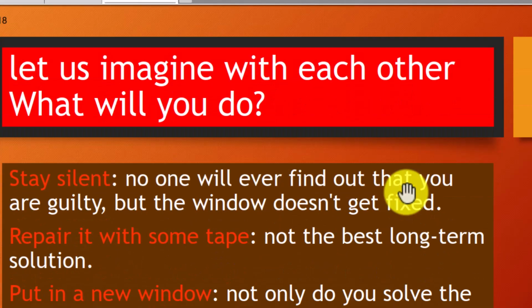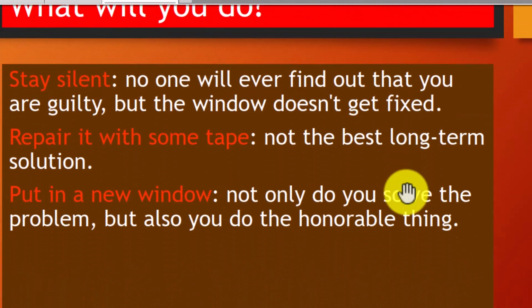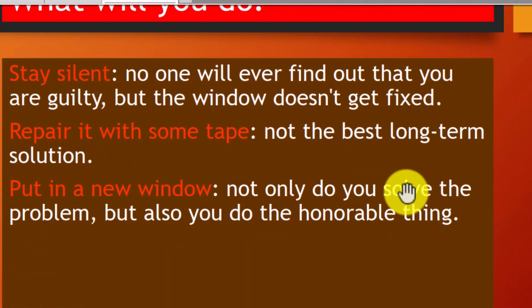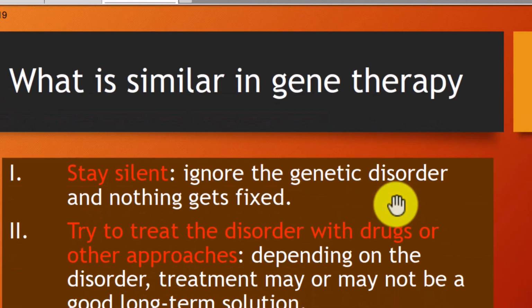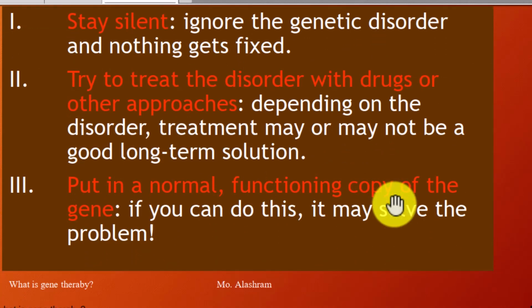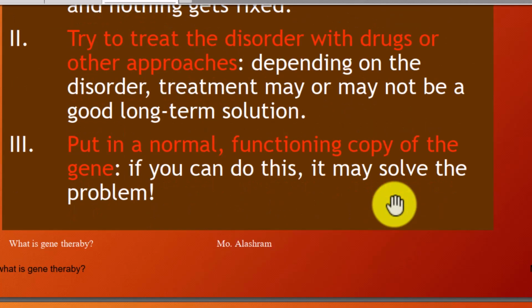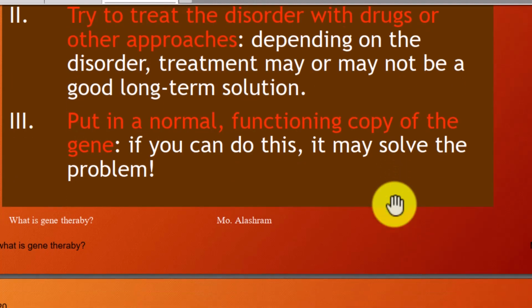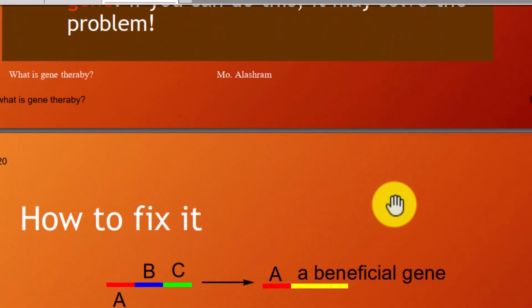Imagine, for example, that you accidentally broke one of your neighbor's windows. Let us imagine what you will do. Action number 1: stay silent, or repair it with some tape, or put in a new window. What is similar in gene therapy: stay silent, ignore the genetic disorder, and nothing gets fixed. Number 2: try to treat the disorder with drugs or other approaches depending on the disorder. Or number 3: put in a normal functioning copy of the gene. If you can do this, it will solve the problem.